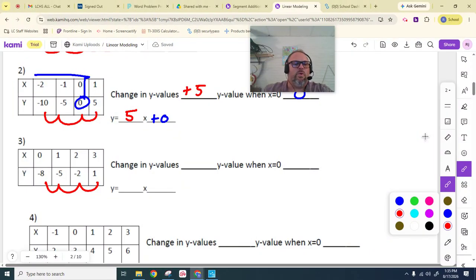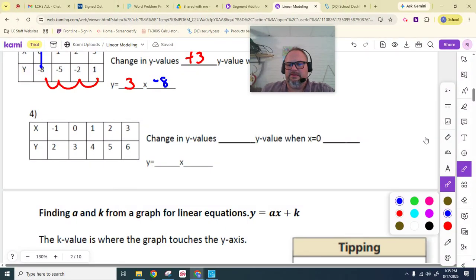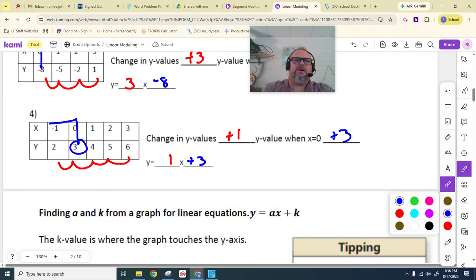All right. So what is happening here? Plus 3. Plus 3. What is y when x is 0? All right. So we're looking. Oh, this one's difficult. And do that, and that, and that, and that. There we go. Super duper crazy hard, right?